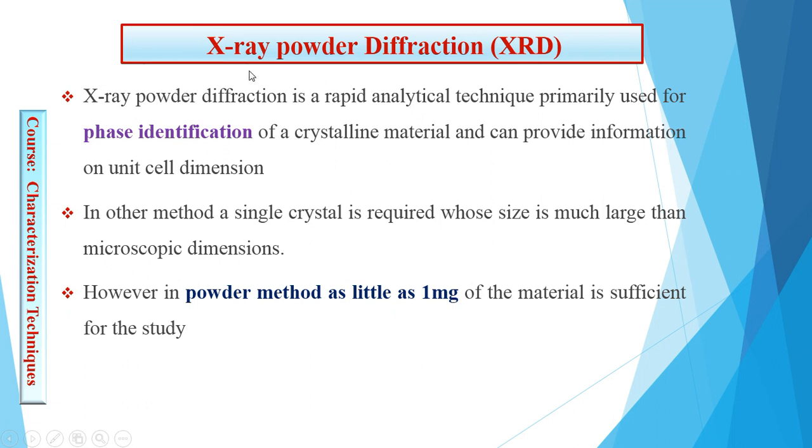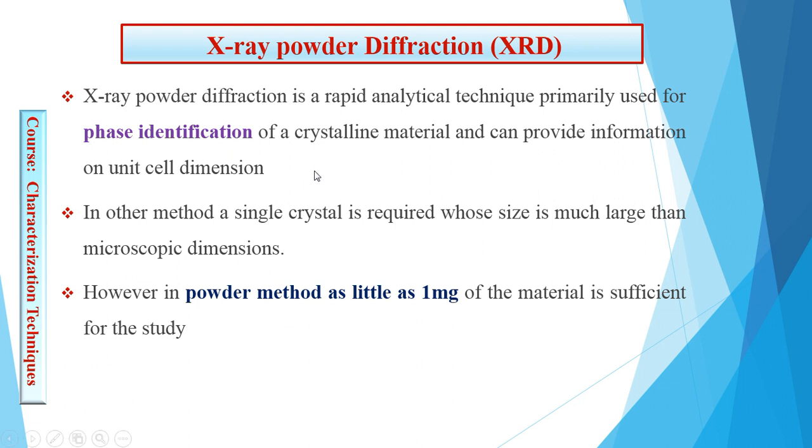Now we are going to study X-ray powder diffraction in detail. X-ray powder diffraction is a rapid analytical technique primarily used for phase identification. First of all, whenever we have prepared samples, we want to know the phase identification. What is the phase contained by our sample? Is it a cubic, hexagonal, wurtzite structure, or rhombohedral, or any other?